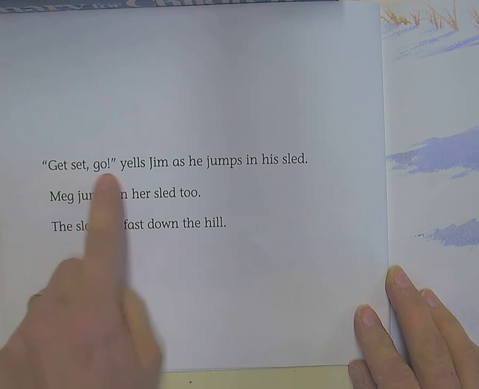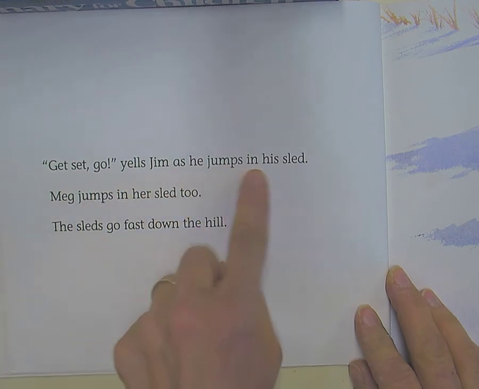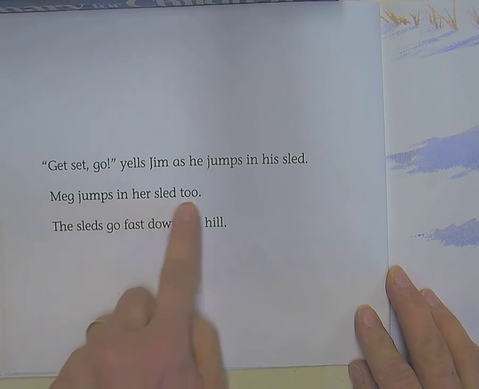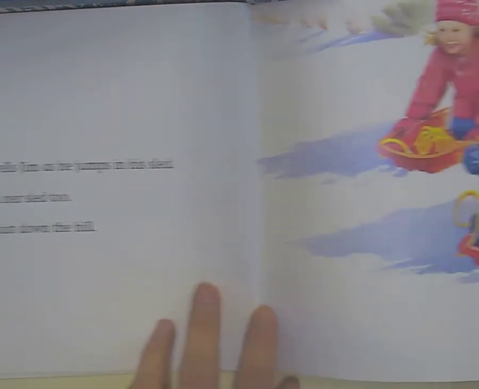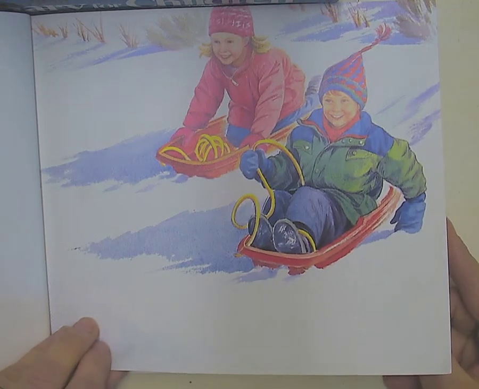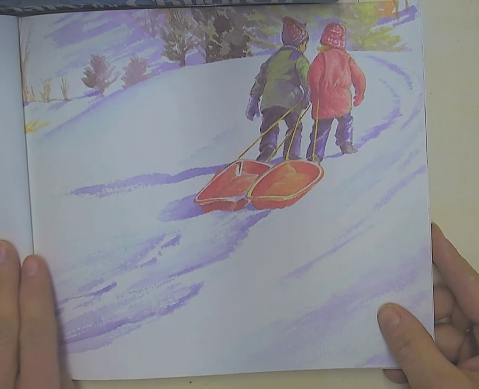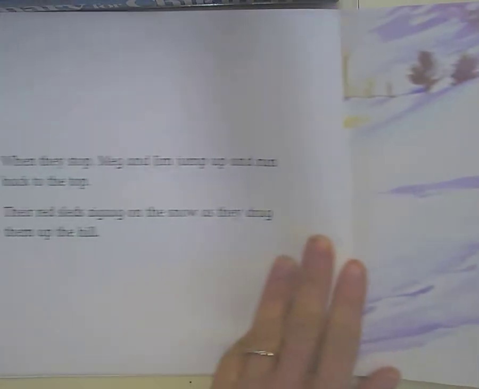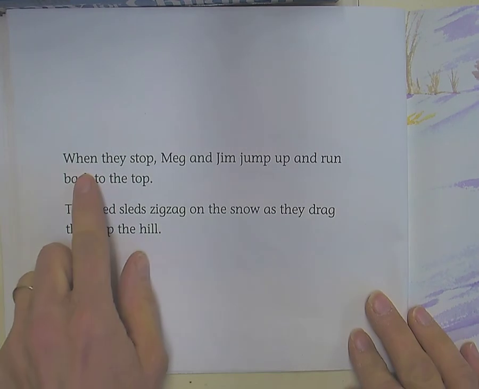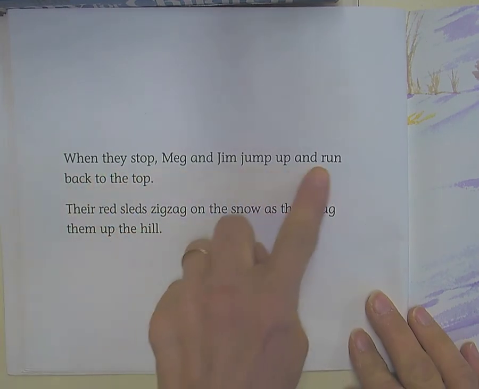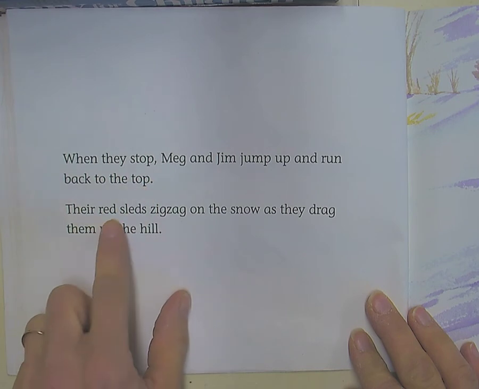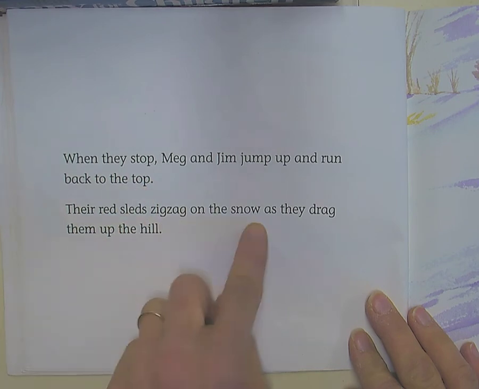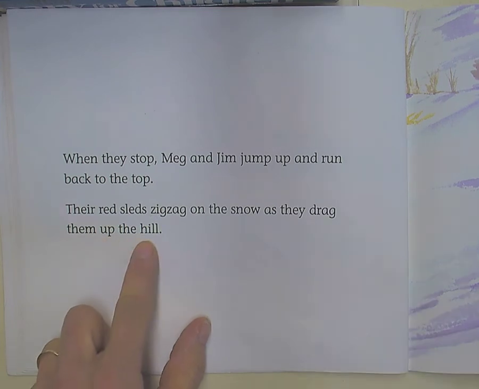Get set, go, yells Jim as he jumps in his sled. Meg jumps in her sled too. The sleds go fast down the hill. Oh, that taps into my schema, what I know. Sometimes, especially when it's a little icy, the sleds get really fast in the snow. Oh, and here's my schema again. It's hard work walking back up the hill to sled down again, but it's worth the fun, isn't it? When they stop, Meg and Jim jump up and run back to the top. Their red sleds zigzag on the snow as they drag them up the hill.